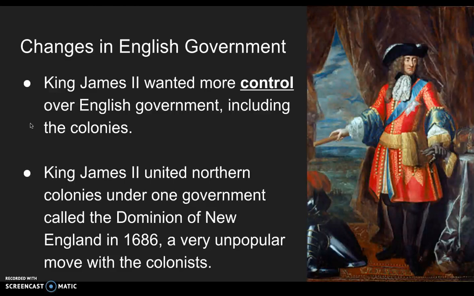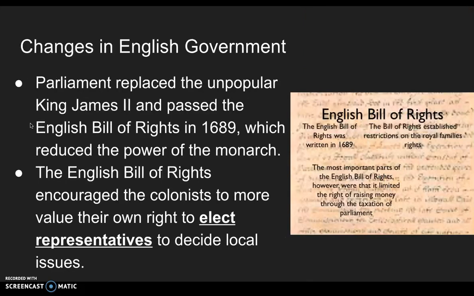He united the northern colonies under one government called the Dominion of New England. And he picks Sir Edmund Andros as governor. And the colonists didn't like any of this. One of the big reasons was that Andros limited the power of the town meetings in New England, which had become sort of the political way of life in the North. He limits the power of those, not something that the colonists really enjoyed seeing.